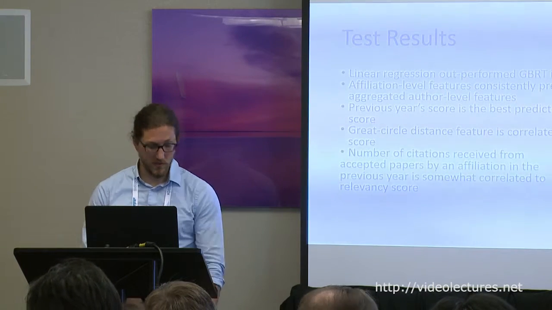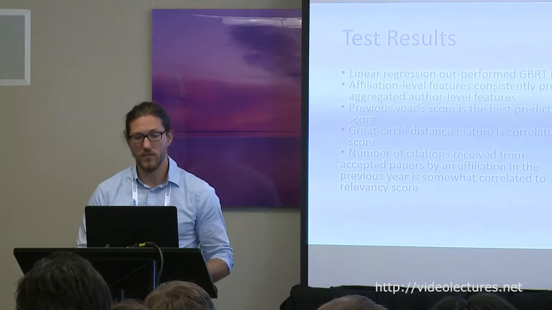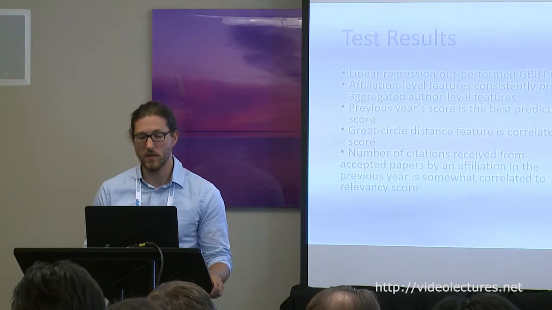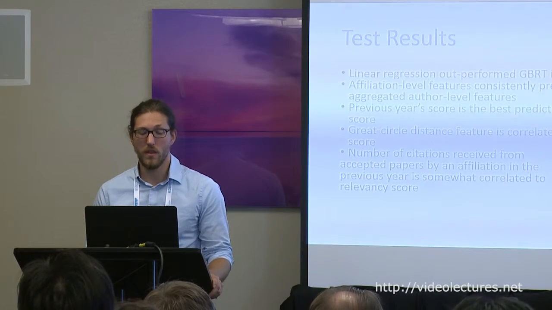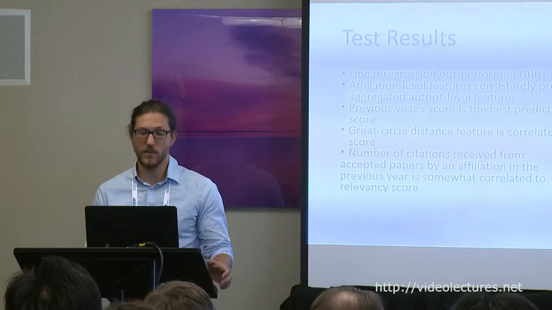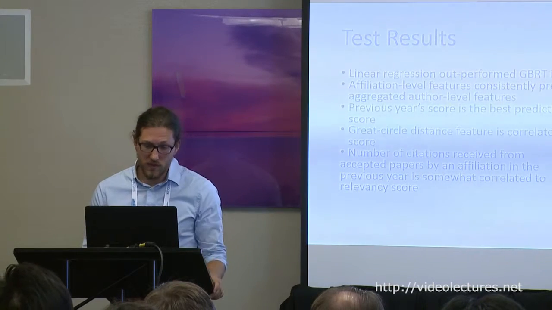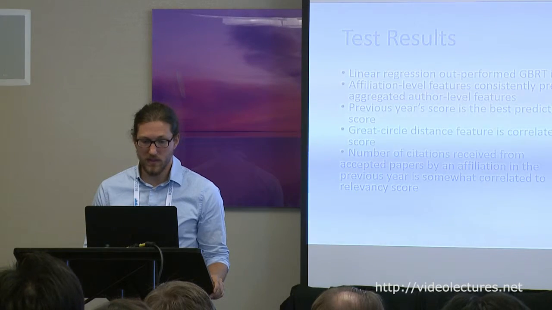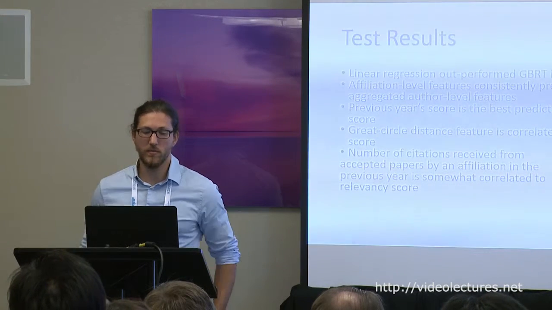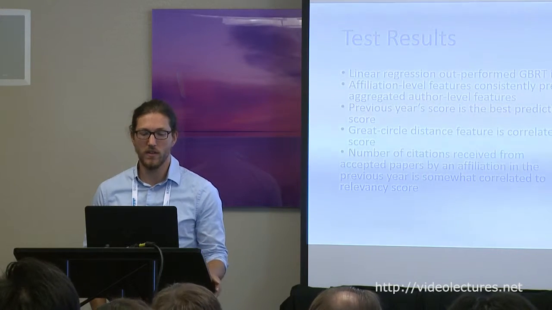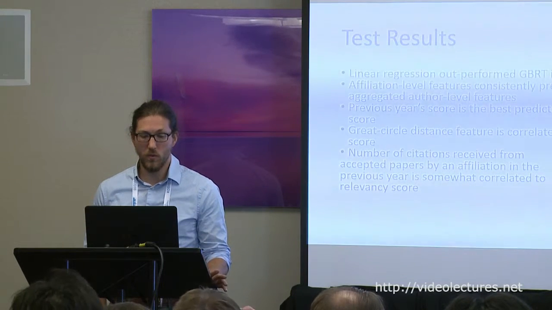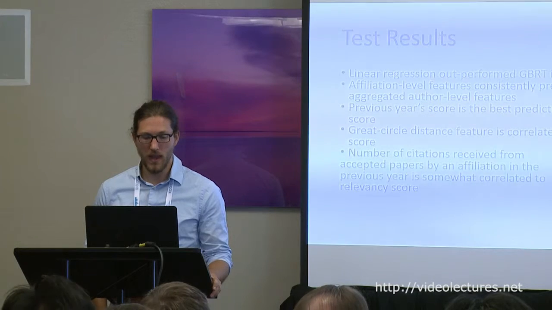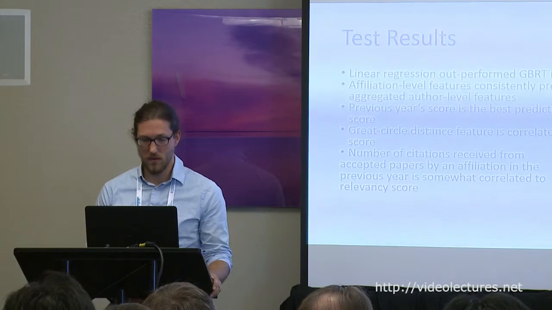According to the linear regression coefficients that came out, the previous year's score was definitely the best predictor of an affiliation's relevancy score. The great circle distance was not correlated very strongly, and in fact had almost no relevance towards predicting. Finally, the number of citations received from accepted papers by an affiliation in the previous year, kind of complicated, was somewhat correlated, and we did use that to some good extent here.